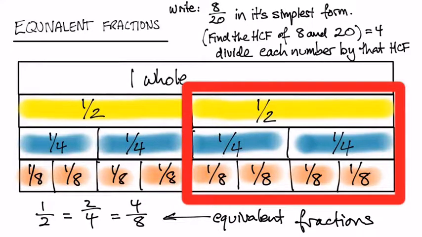I take that highest common factor and I just simply divide each number by that. So in other words, 8 divided by 4 on the top, 20 divided by 4 on the bottom gives me an answer of 2/5, because 8 divided by 4 equals 2 and 20 divided by 4 equals 5. So 8/20 and 2/5 are equivalent fractions, and 2/5 is that fraction written in its simplest form. All right, well done. That is equivalent fractions.